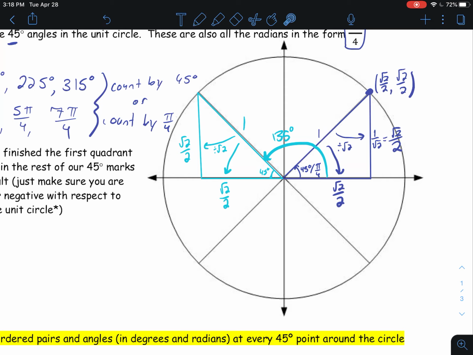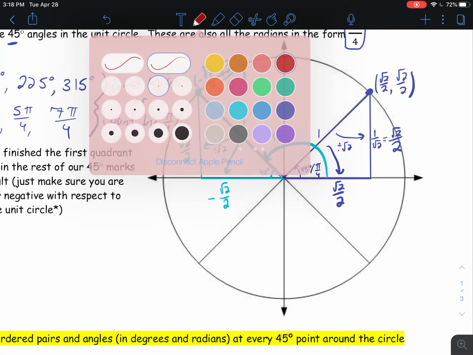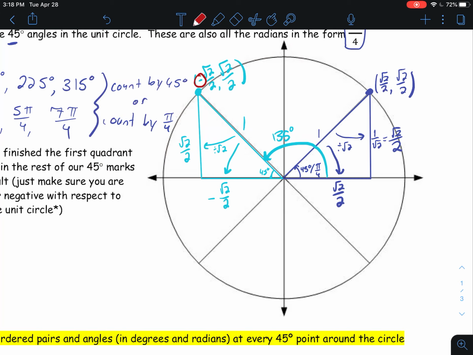But one thing that we have to be super careful of is if we start here in the middle and we go left, what does that tell us about the x value? It tells us that in this quadrant the x value is negative. So our point at this point is going to be negative radical 2 over 2, comma, radical 2 over 2. So the one thing that has changed from the first point to the second point is we put a negative on the x.